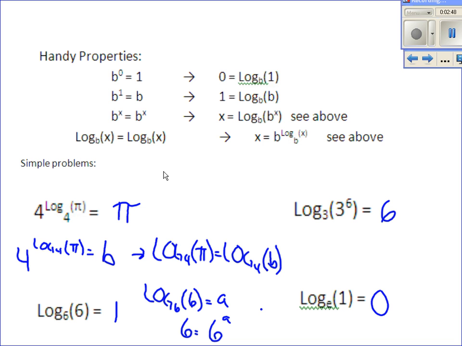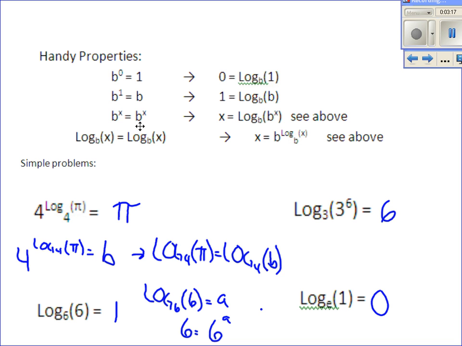Okay, some handy properties. For me, I find it easiest to remember these new log properties if I think of them in reference to the exponential properties I already know. I know b to the power 0 is 1. If I take that, swing the b over to the other side, write it in log form, I get 0 equals log base b of 1. There's my new property. I know b to the power of 1 is just b. Rewrite that in log form. 1 equals log base b of b.